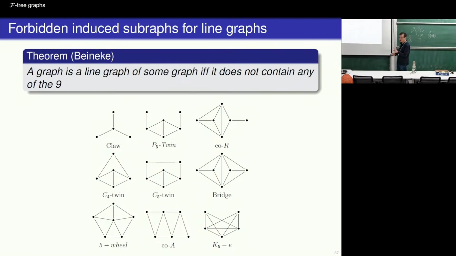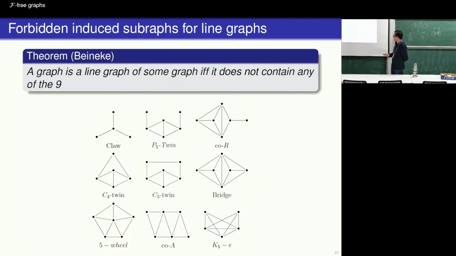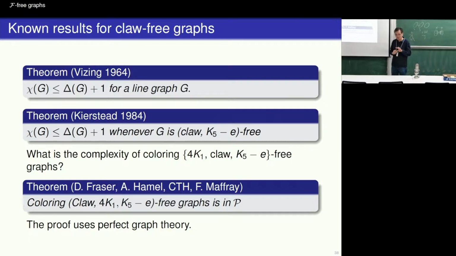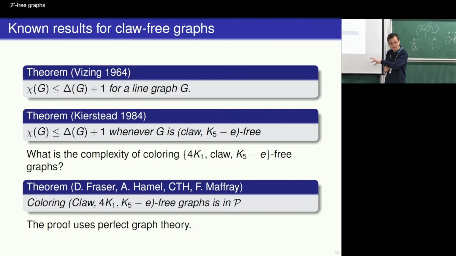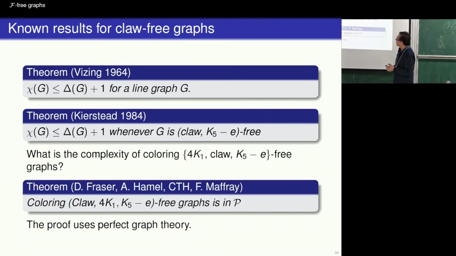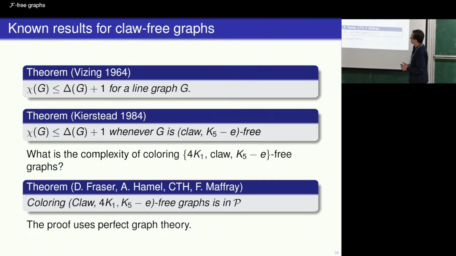I won't go over the details because I just want to mention some problems. For example, there's Vizing's theorem: for a line graph, the chromatic number is at most delta plus 1, where delta is the maximum degree. And is that delta or omega? I think delta. And there is a beautiful theorem of Kierstead which says that if a graph is claw-free and K5 minus e free, then chi is about delta plus 1.